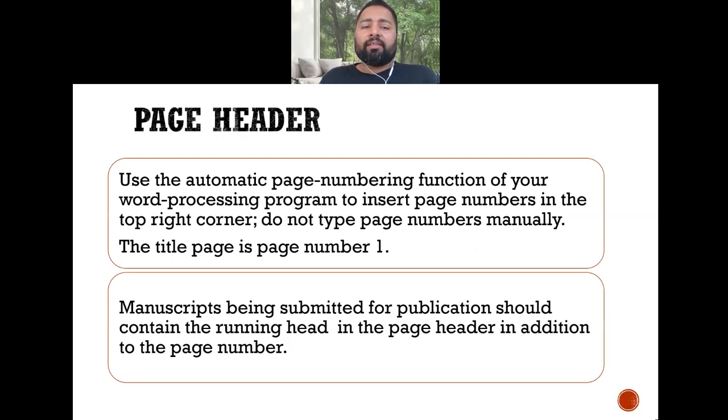And the page header: use the automatic page numbering function of your word processing program. If you are using Microsoft Word, its automatic page numbering system is there, so you can use that. The title page is page number one. A manuscript being submitted for publication should contain the running head in the page header in addition to the page number.